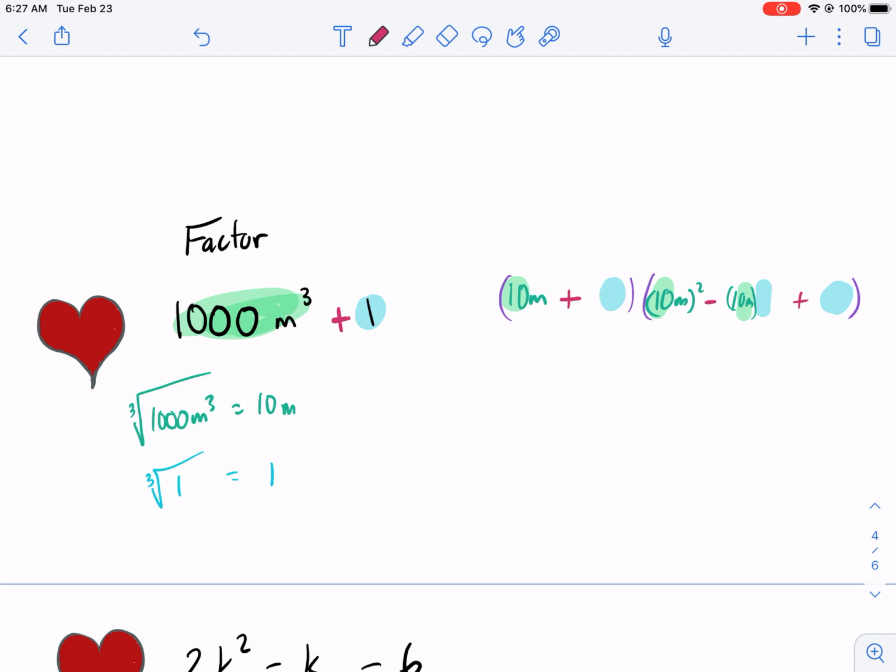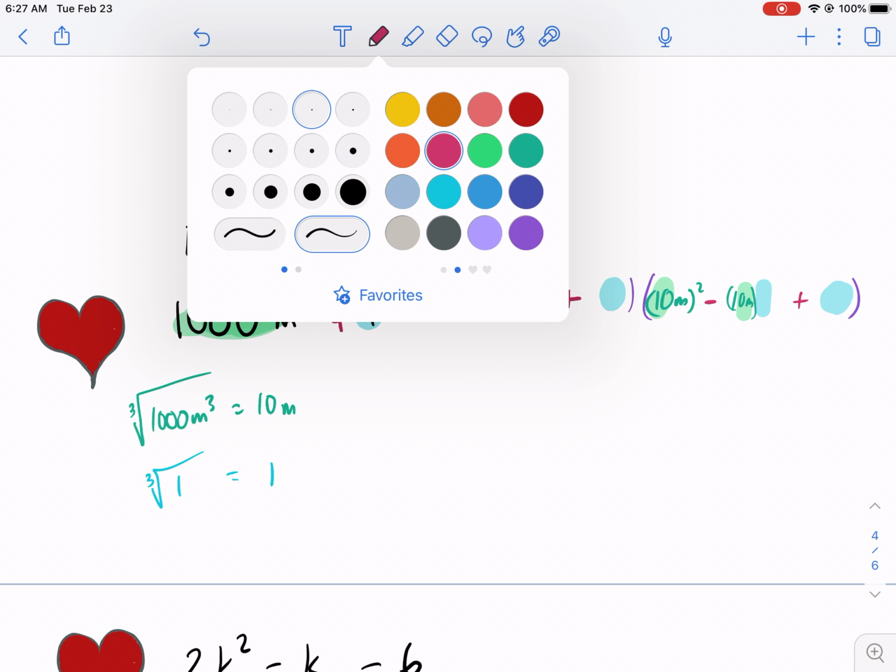Okay, so as a reminder, this last one is always going to be plus. For sum of cubes, this first one is going to be plus, and this one's going to be minus. For difference, this is going to be minus, and this is going to be plus. Okay, and you can check out that video. It should be in the playlist if you want to check that out.